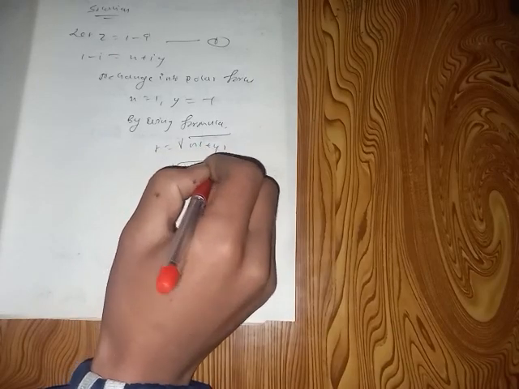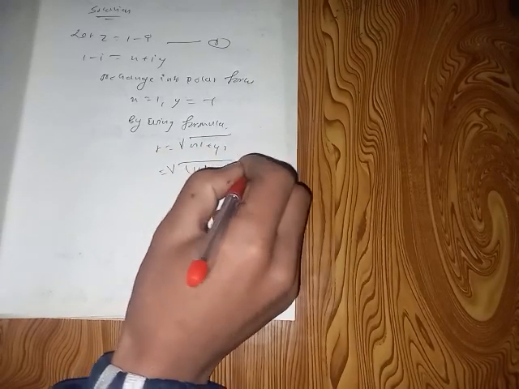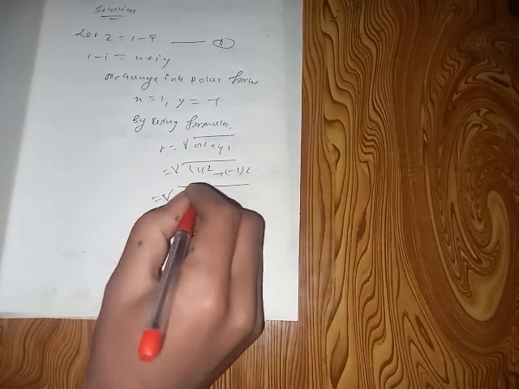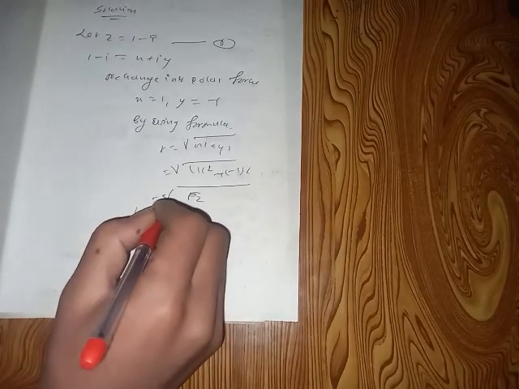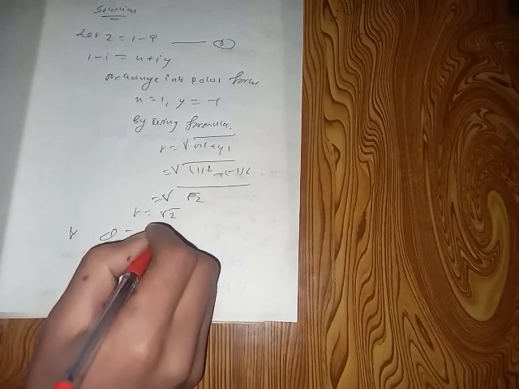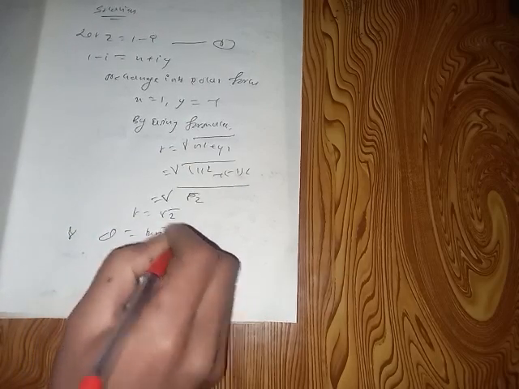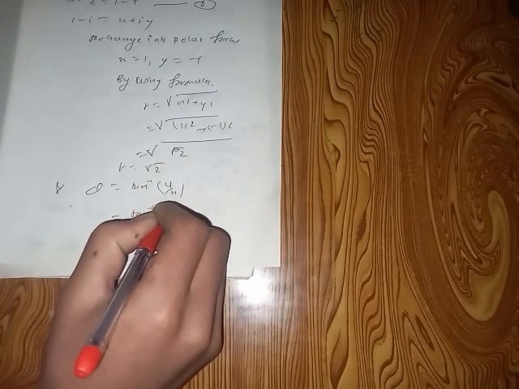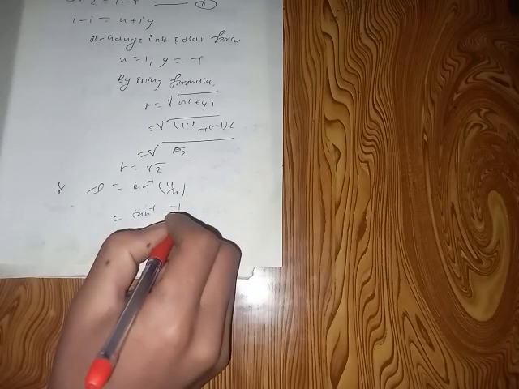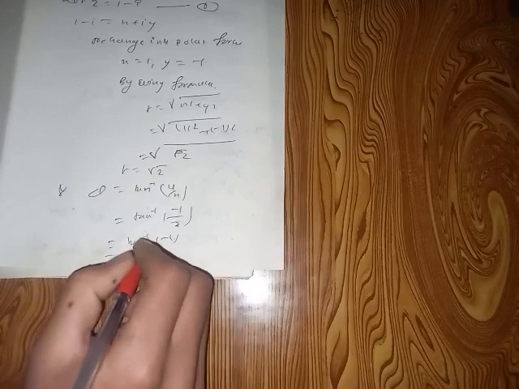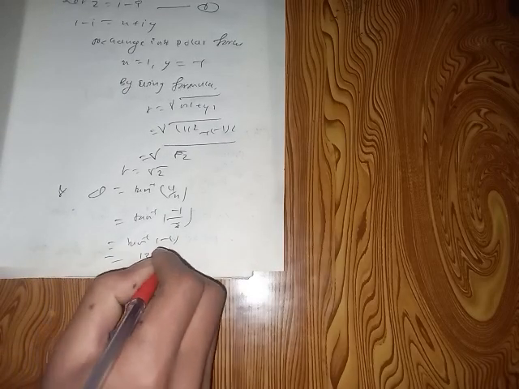r is equal to under root x square plus y square, so that under root the value of x is 1 square plus the value of y is minus 1 whole square, so under root 2. Then r is equal to under root 2. Then theta is equal to tan inverse y upon x, so tan inverse of the value of y is minus 1 and the value of x is 1, and tan inverse of minus 1 means 135 degrees.